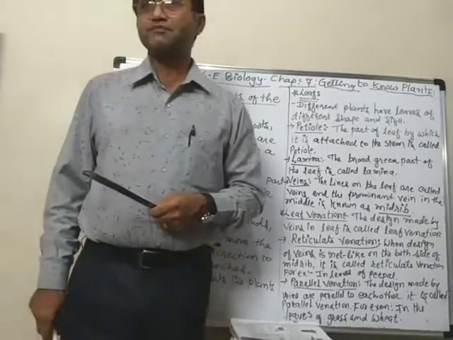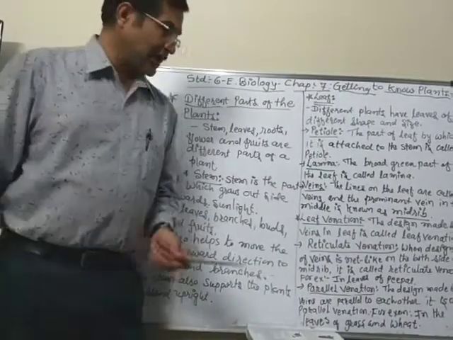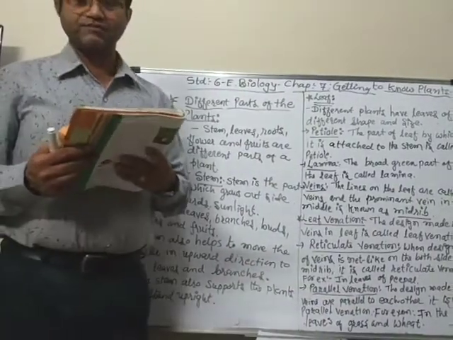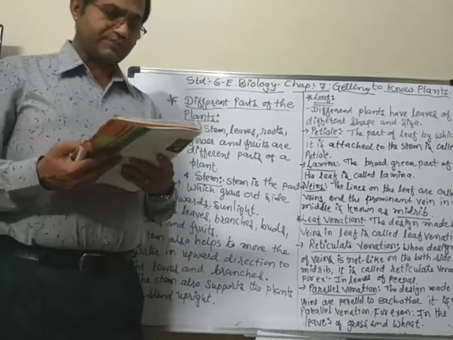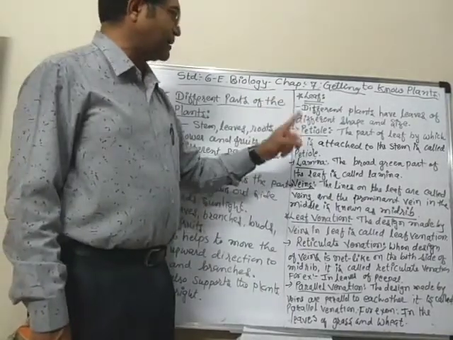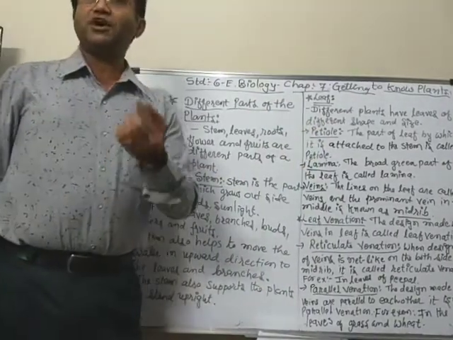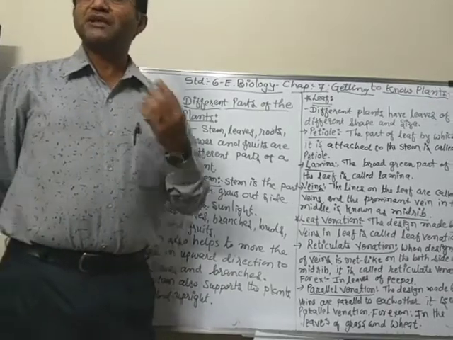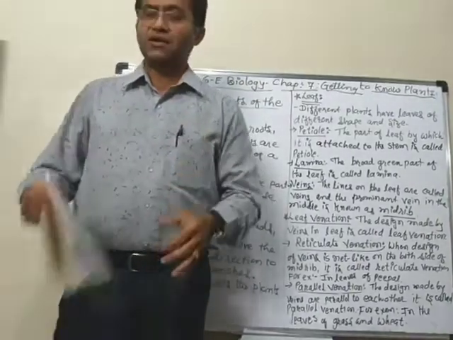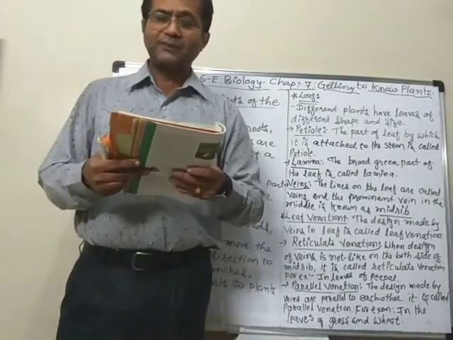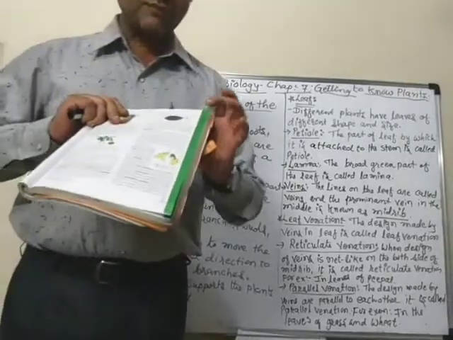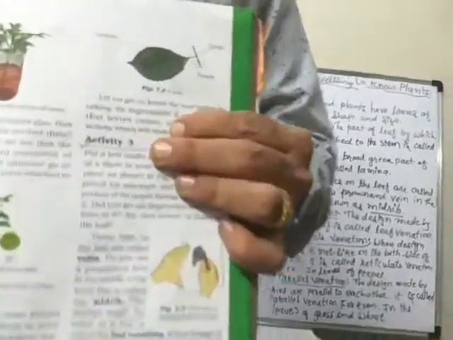Then lamina. What is lamina actually? Lamina is the broad green colored part. That is known as the lamina. So now there are two main parts of the leaf, petiole and lamina. Petiole is the part from which the leaf is connected to the stem, and lamina is the broad green part which has different lines inside. You can see the typical leaf in which the petiole and lamina are shown.